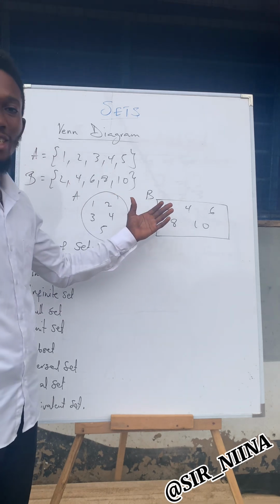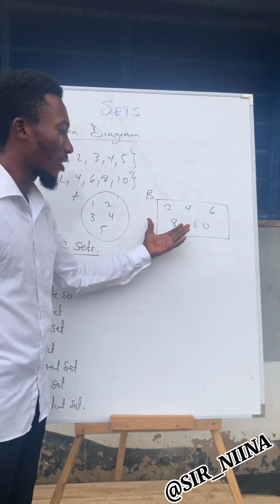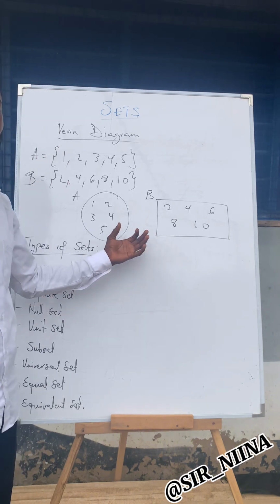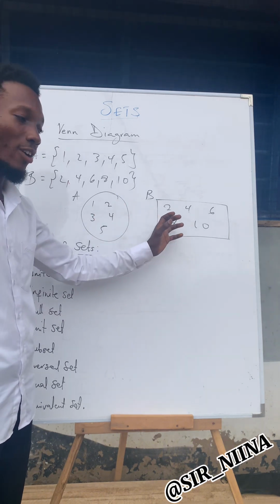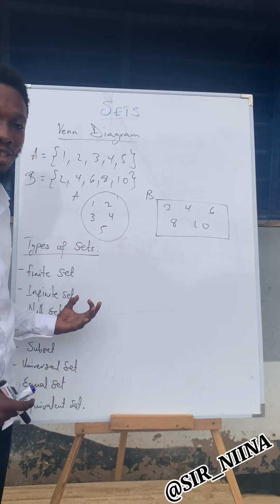Now, representing set B in a rectangle, we have it this way: B, this is the rectangle, then we have the elements of B in the rectangle. So that is how to represent sets in a diagram. Now, before we dive deeper into the Venn diagram, let's look at the types of set that we have.